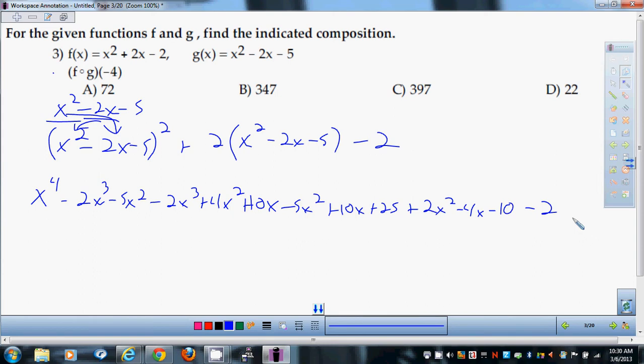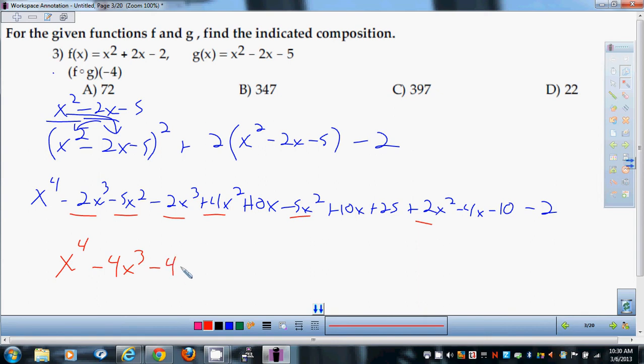How many x to the 4th do I have? Just one. How many x cubes do I have? I have minus 2 minus 2. Is that minus 4x cubed? How many x squareds do I have? 1, 2, 3, 4. So minus 5 plus 4 is negative 1. Minus 5 is negative 6. Plus 2 is minus 4 again.